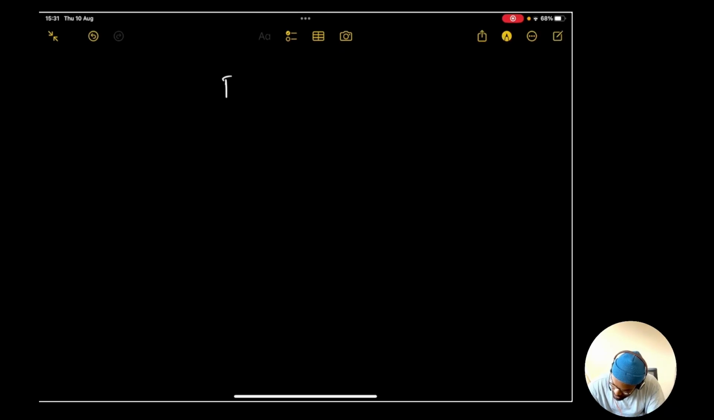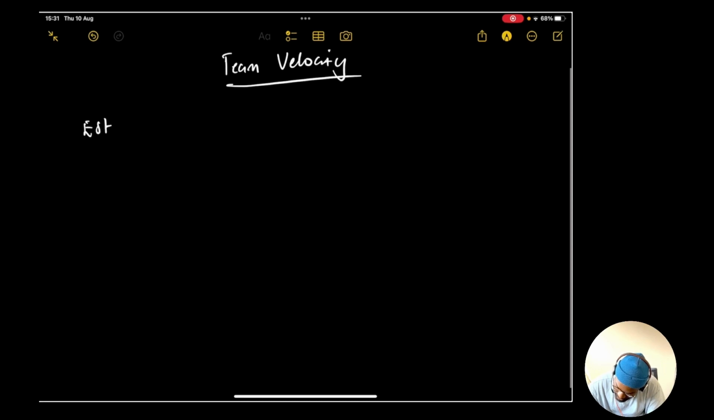So when it comes to team velocity, some key things that you need to understand is regarding the estimation. What is the estimation that the team is using in this case? When it comes to estimating the user stories, because that's what we're estimating, we have various techniques. We have t-shirt sizing.